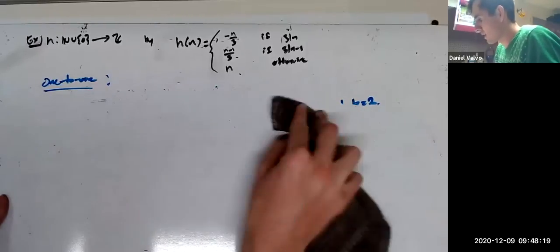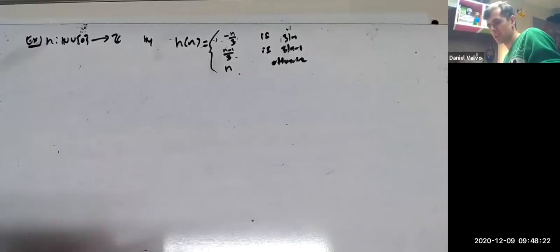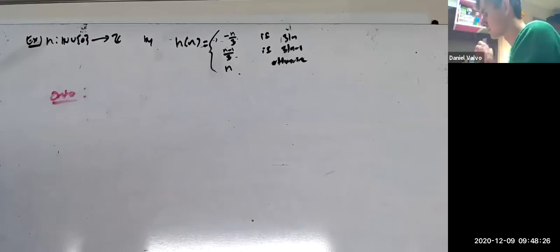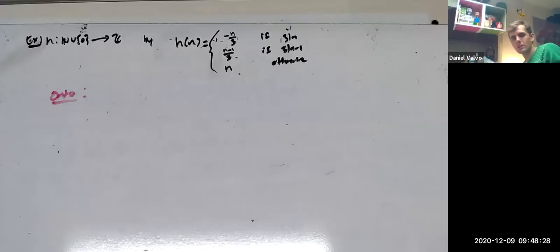Now, last we have onto. That's really the interesting one here. So onto is the interesting one. All right. So to prove a function, so first of all, do you think this function's onto? I'm going to say yes.